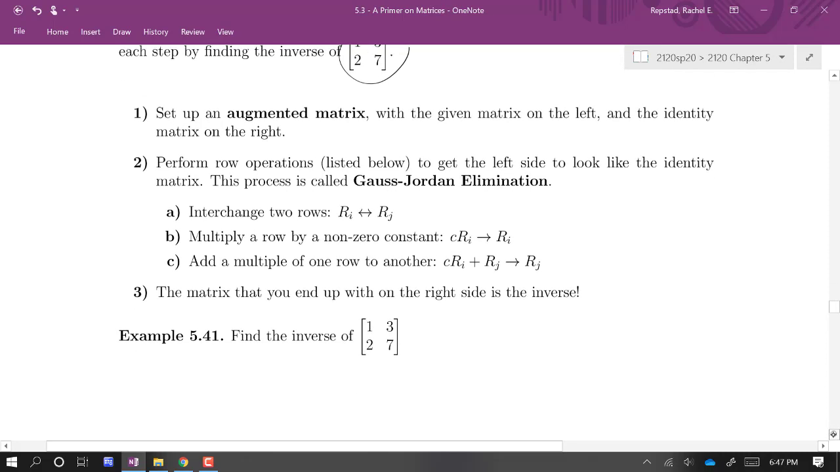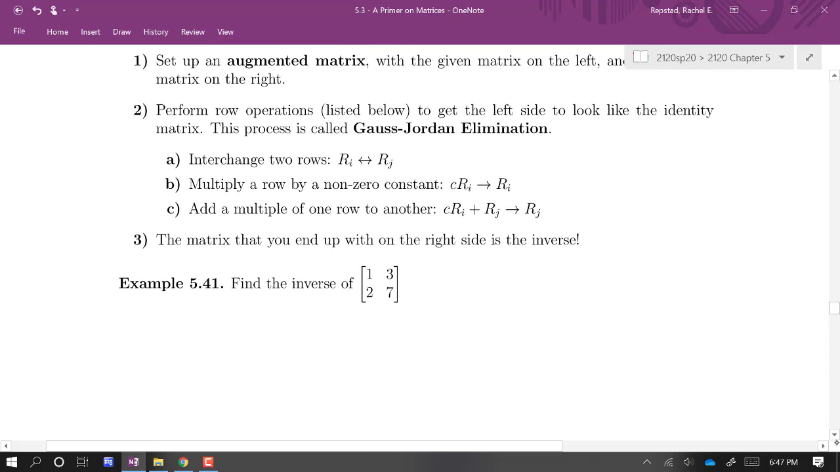So here's what we do. We set up what we call an augmented matrix. So here's what step 1 looks like. The augmented matrix, we start with the given matrix on the left, 1, 3, 2, 7. Now I'm going to draw a little vertical line, and then I'm going to put in, in this case, the 2 by 2 identity right next to it. There's my starting point. Now we're going to do a bunch of operations, what we call Gauss-Jordan elimination.